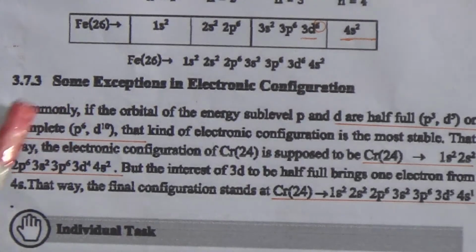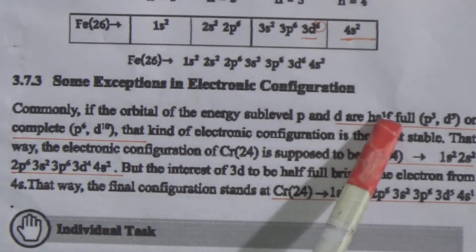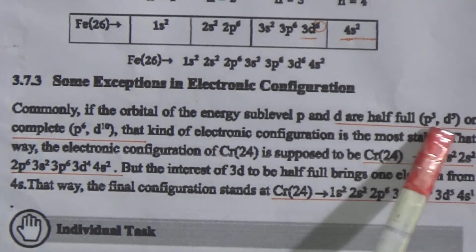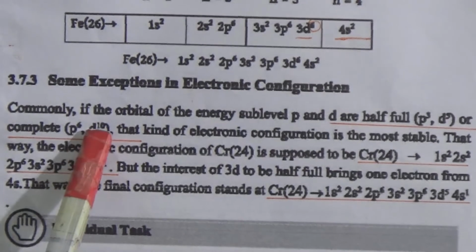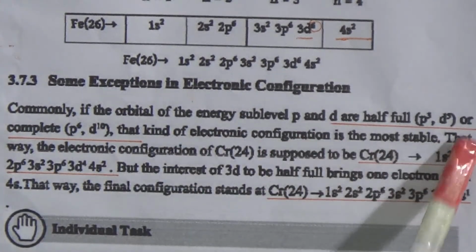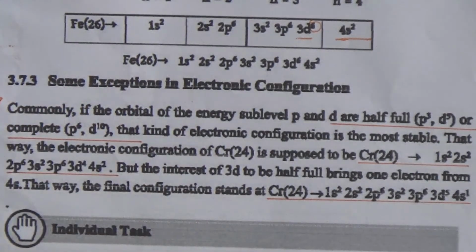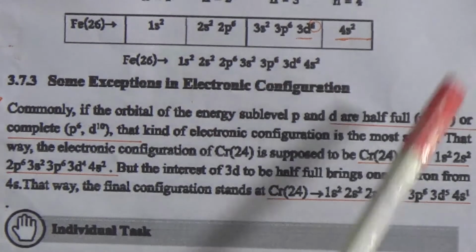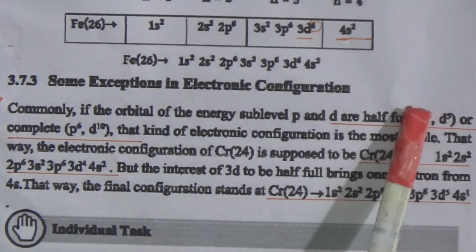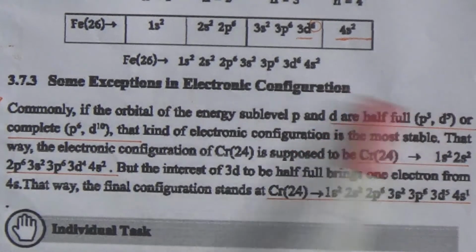Now commonly, if the orbitals of the p and d sublevels are half full, that means p3 and d5, or completely full, p6 and d10, this electronic configuration is the most stable. From this part you will get many questions in your exam. This is very important. Half full and complete, half full and complete.